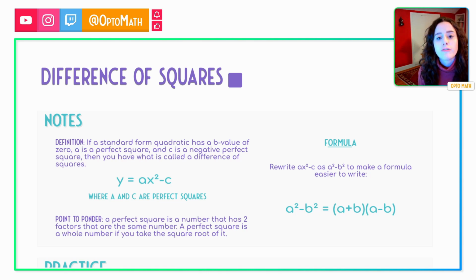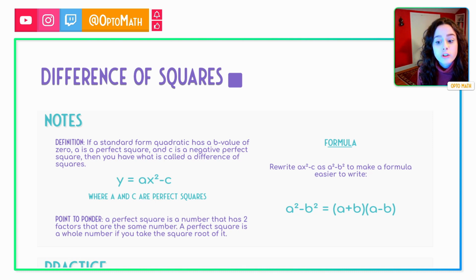Remember, the word difference means it's a subtraction, and the squares means that each piece is something squared. So we have y equals ax squared minus c, where a and c are perfect squares. So that's the situation. This is a standard form quadratic representation.